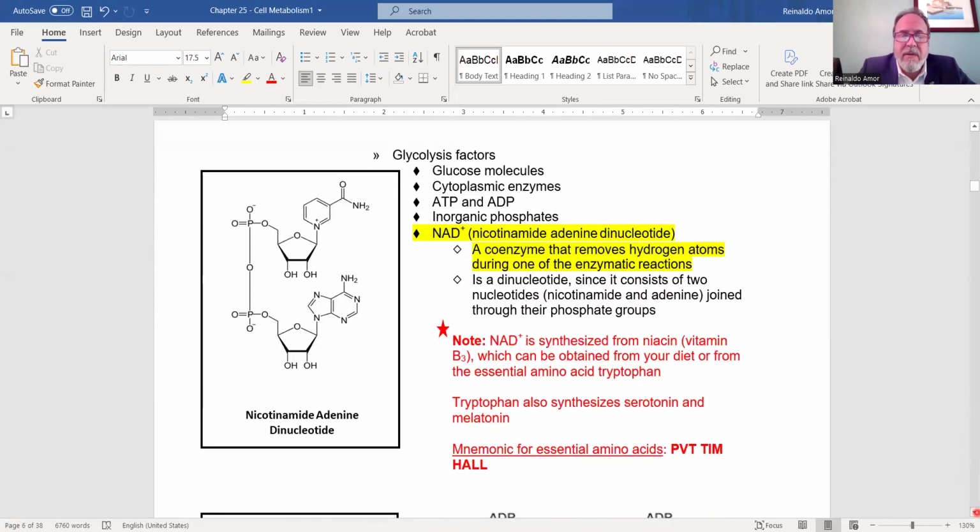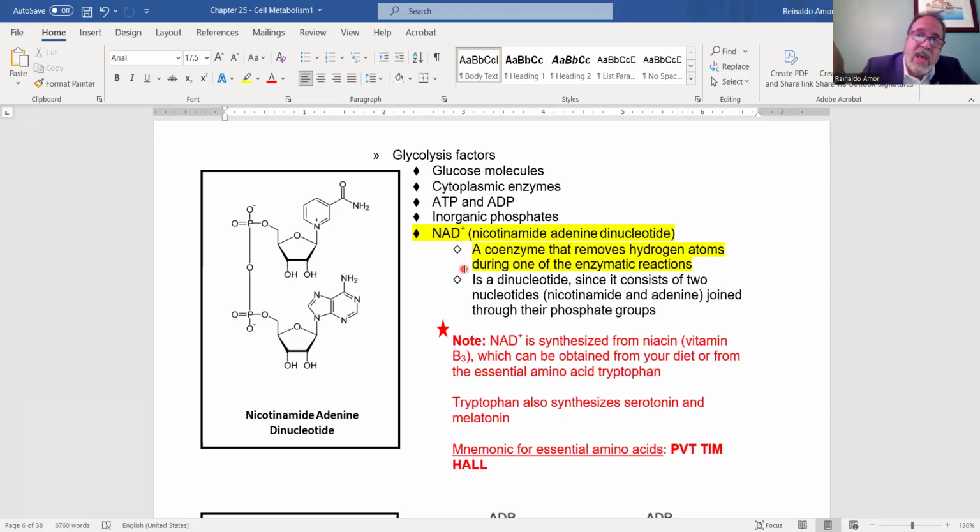Now, there are some factors needed in this process of glycolysis, and even the Krebs cycle in the mitochondria. One of them is NAD, nicotinamide adenine dinucleotide. NAD is an oxidizing agent. So it oxidizes somebody, and then it becomes reduced, okay?